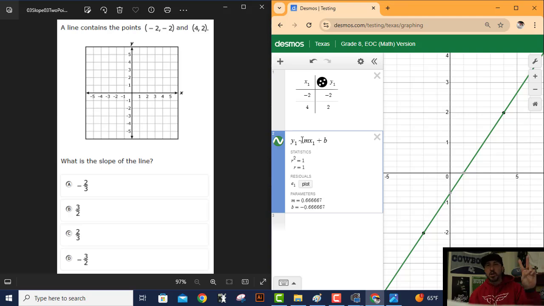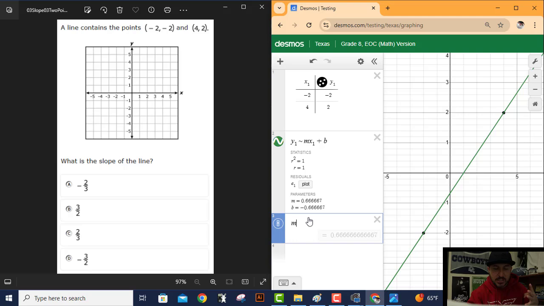To find slope, I found 2 points, right? They gave them to me. I put them in the table. Great job. I did the equation, y1 squiggle, mx1 plus b. Now the next step says type in m. This is going to be my answer, but the last part says be ready for the fraction. All these choices are fractions, so I click on this little fraction button, and I get 2 over 3. Do you have a 2 over 3? Yes, I do. It's choice C, and you got it.